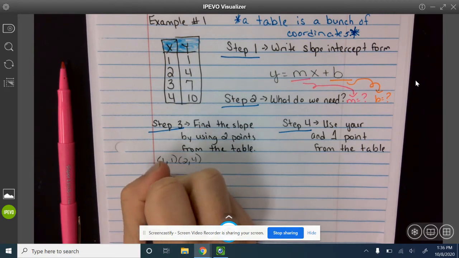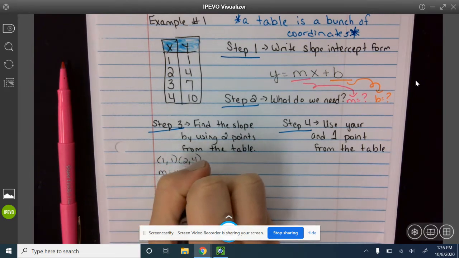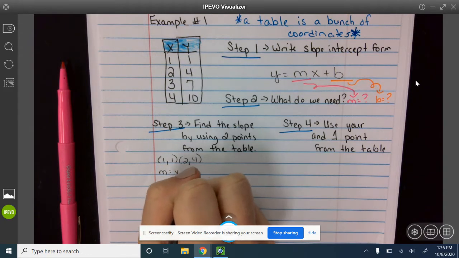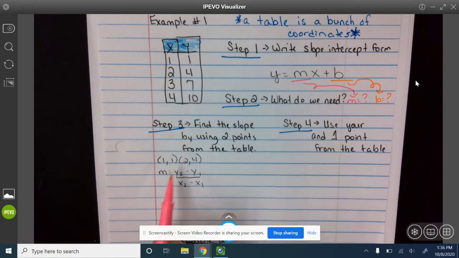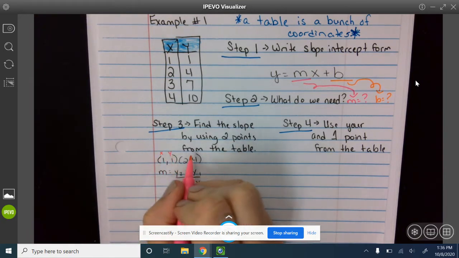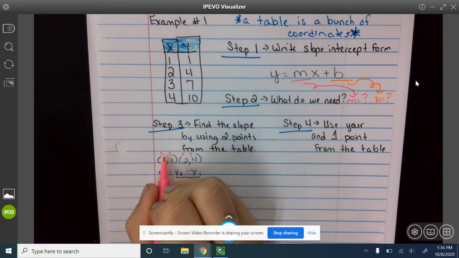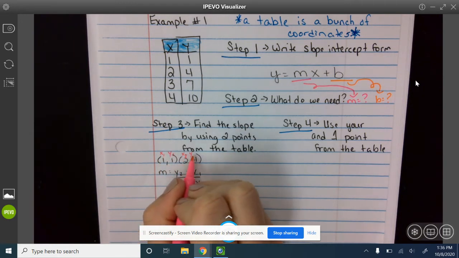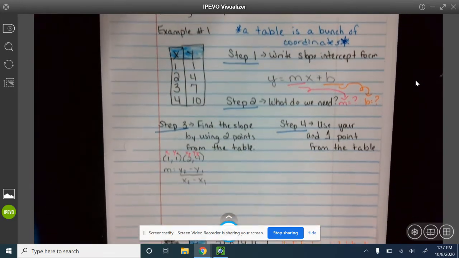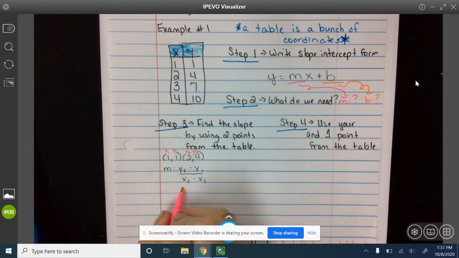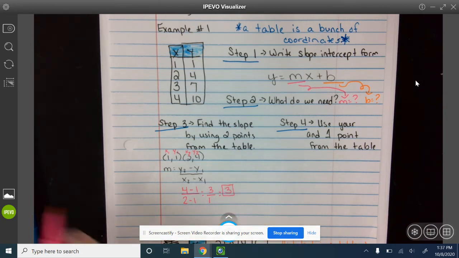So to find slope, we plug into our formula, m equals y2 minus y1 over x2 minus x1. Now we need to remember, in an ordered pair, we have x, we have y, we have x, we have y. These are 1 because they come first. These are 2 because they're written second. So when I plug in, I have 4 minus 1 over 2 minus 1. 4 minus 1 is 3. 2 minus 1 is 1. So I get a slope of 3.